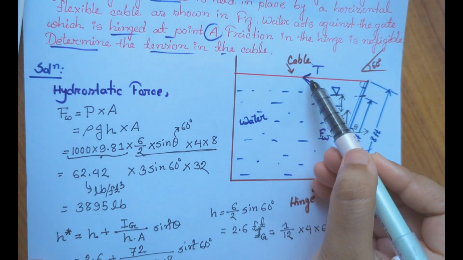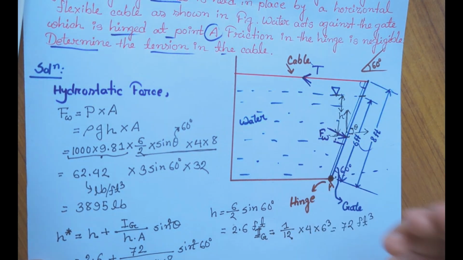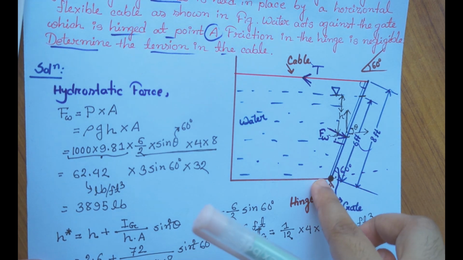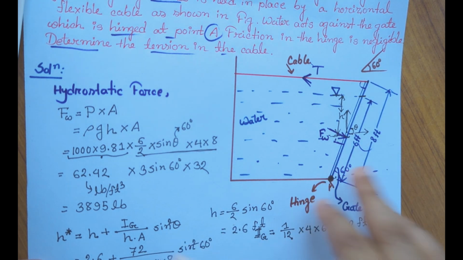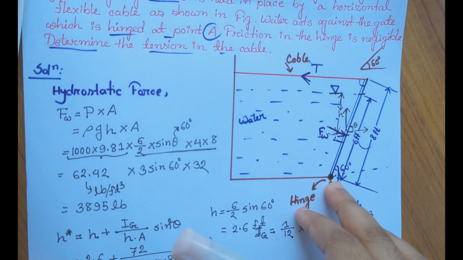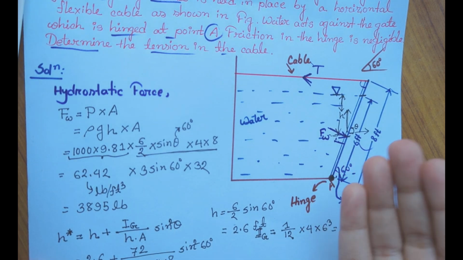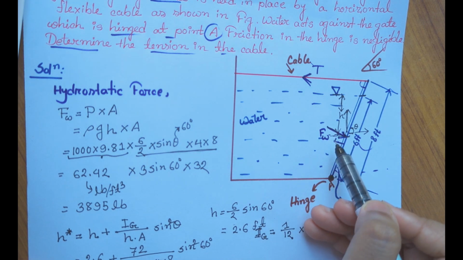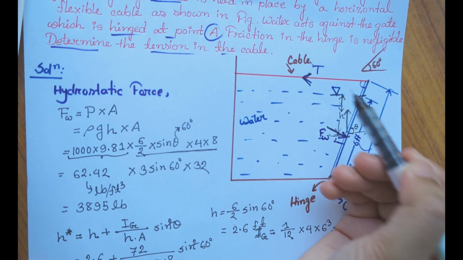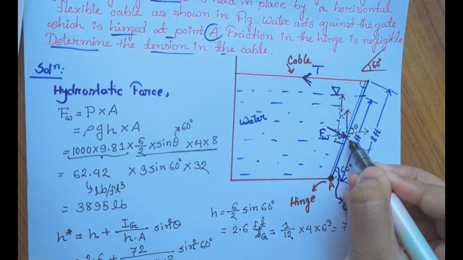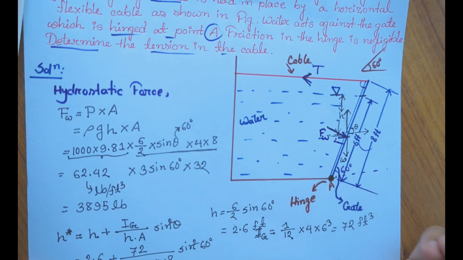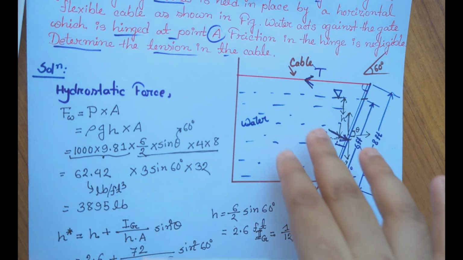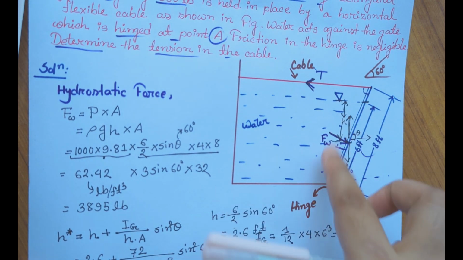We have to find the tension force working in this cable. How will we find this? Suppose this is point A and we take the moment at point A. To do that, we have to see what types of force act in this figure. This is one force, the hydrostatic force. This is another force, the tension force. And the gate has a specific weight, which is also a force. So we have a total of 3 forces in this figure.